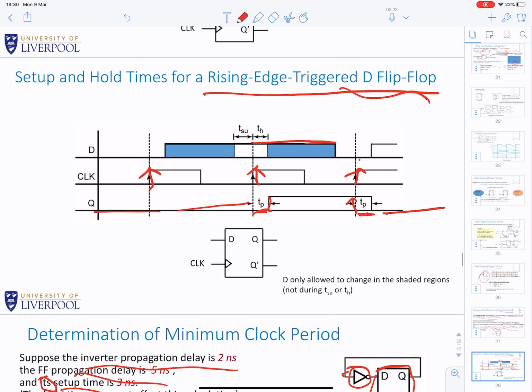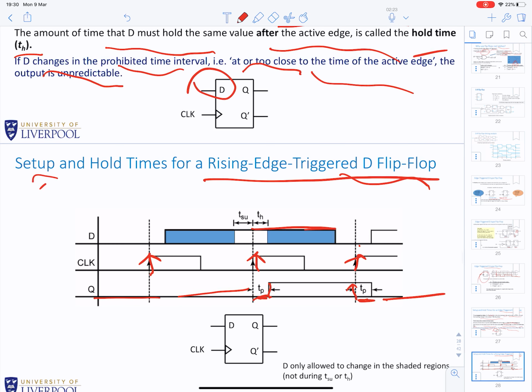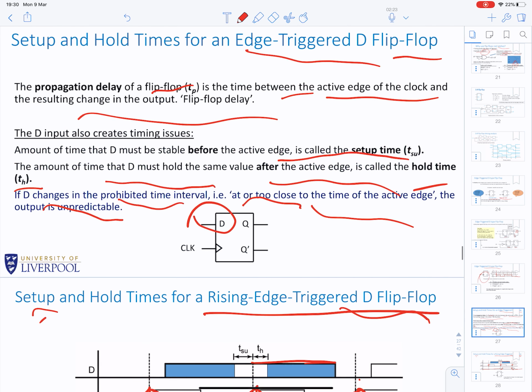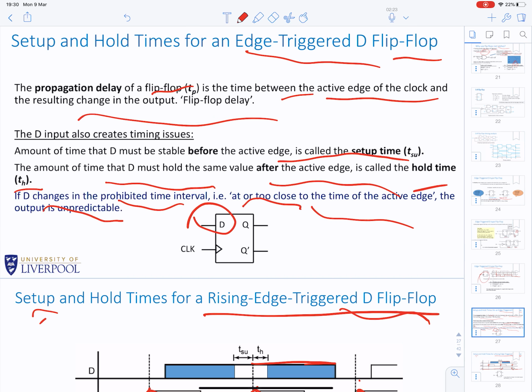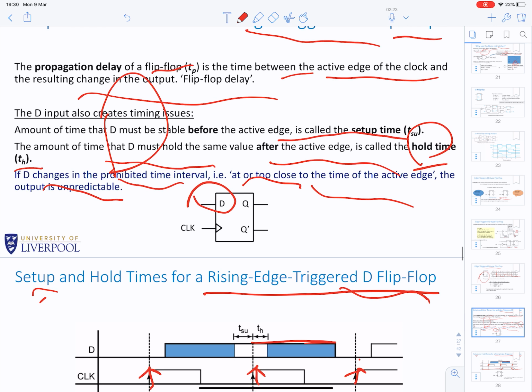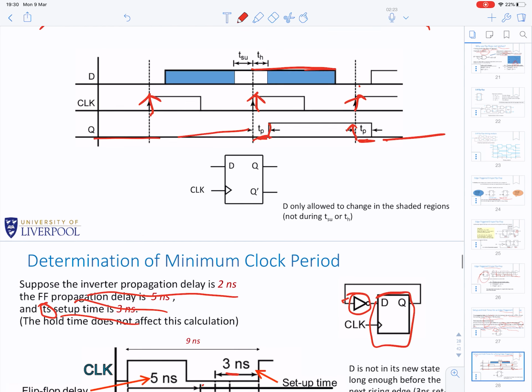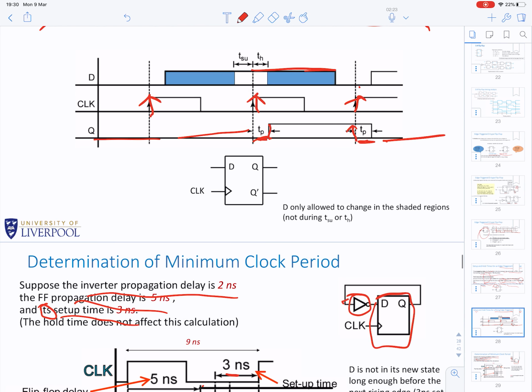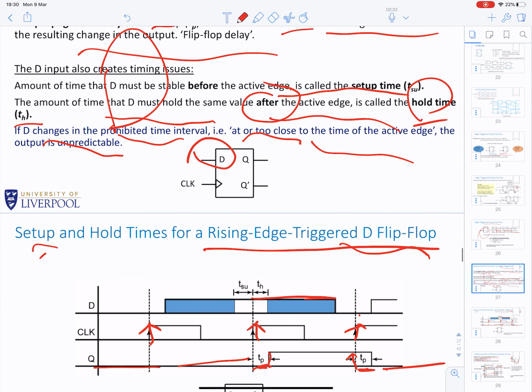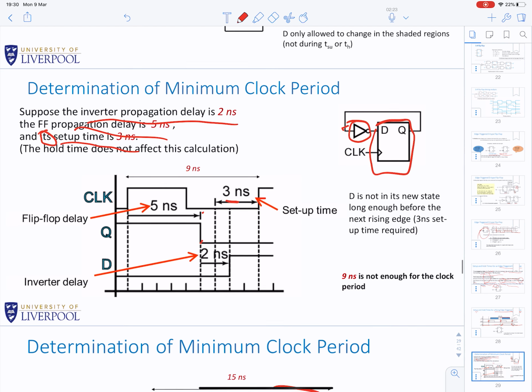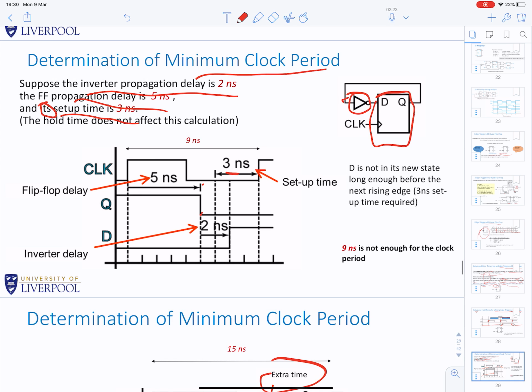That's understandable. It just means that the setup time is the time that D must be held before the edge, okay? And the hold time is the time D must hold after the active edge, right? A deterministic minimal time period.